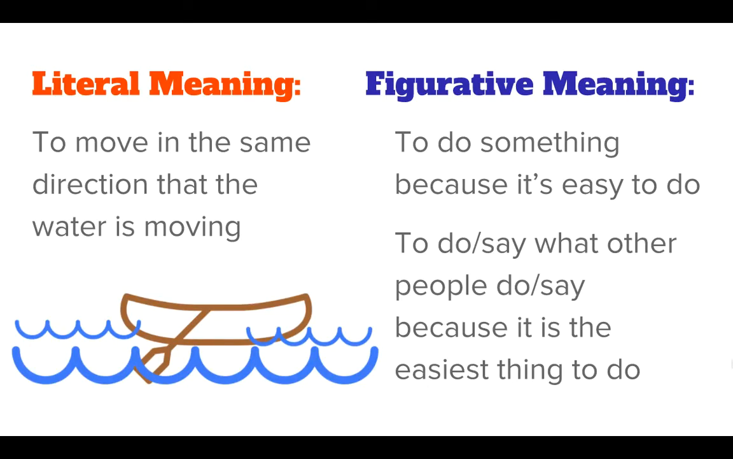All right, now let's go to that chart. You're going to fill in the literal meaning and the figurative meaning. The literal meaning is to move in the same direction that the water is moving. So write that down on the left side of the chart. On the right side of the chart, under figurative meaning, we're going to write what we really mean when we say this in English. When we say go with the flow, people mean to do something because it's easy to do what other people do because it's the easiest thing to do, or to say what other people say because it's the easiest thing to do.